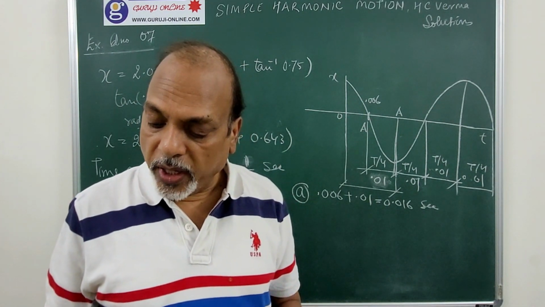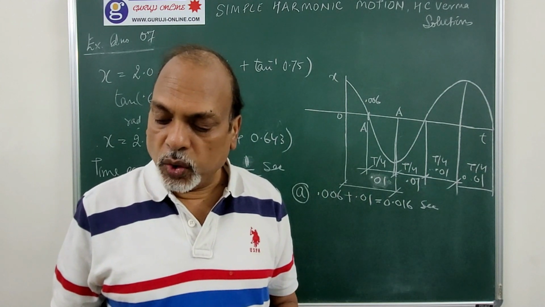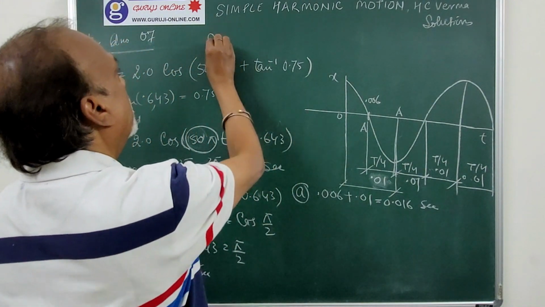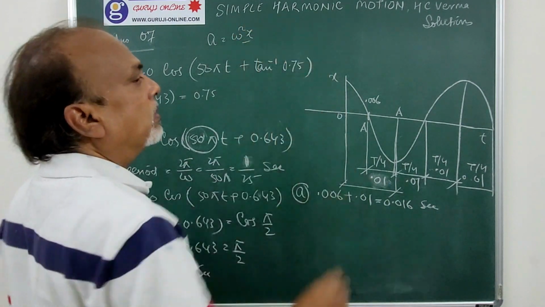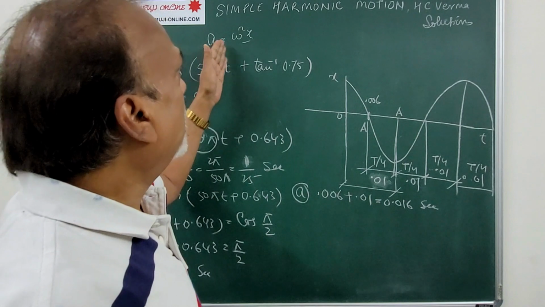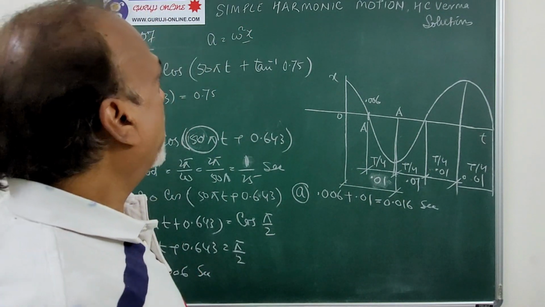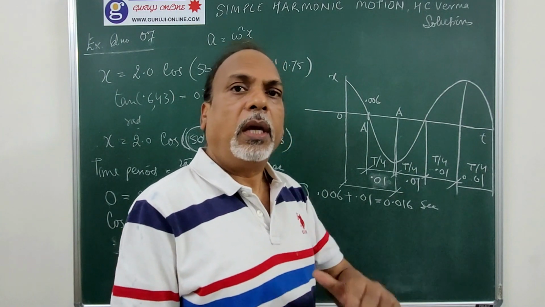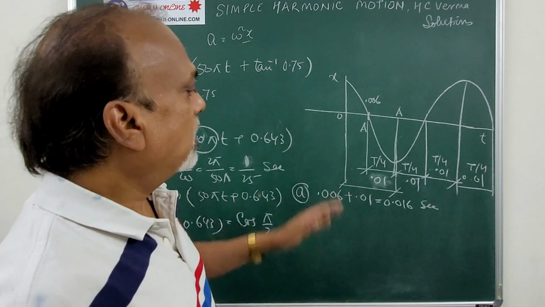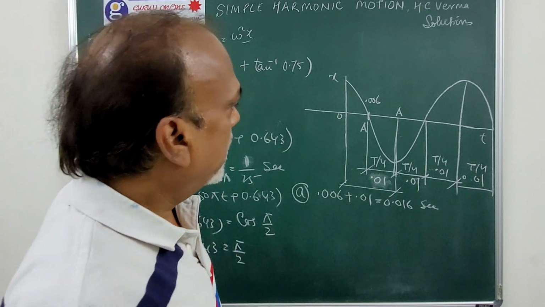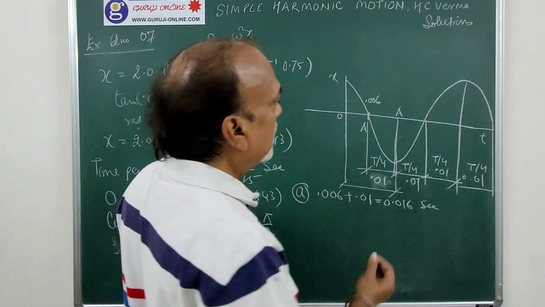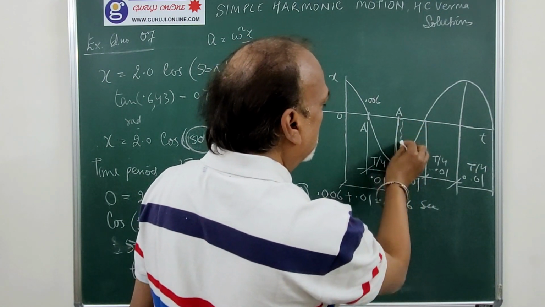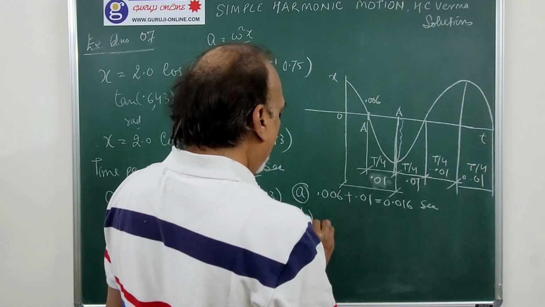Now next, when does the acceleration have its maximum magnitude for the first time? Acceleration, you know, what is this? Acceleration is omega square x. Acceleration will be maximum when x will be maximum. Correct? So acceleration will be maximum at the extreme position. So what is the extreme position here? First time when it is achieving the extreme position, again it is coming at A. This is the extreme position, this is the maximum amplitude. So again answer B is same.